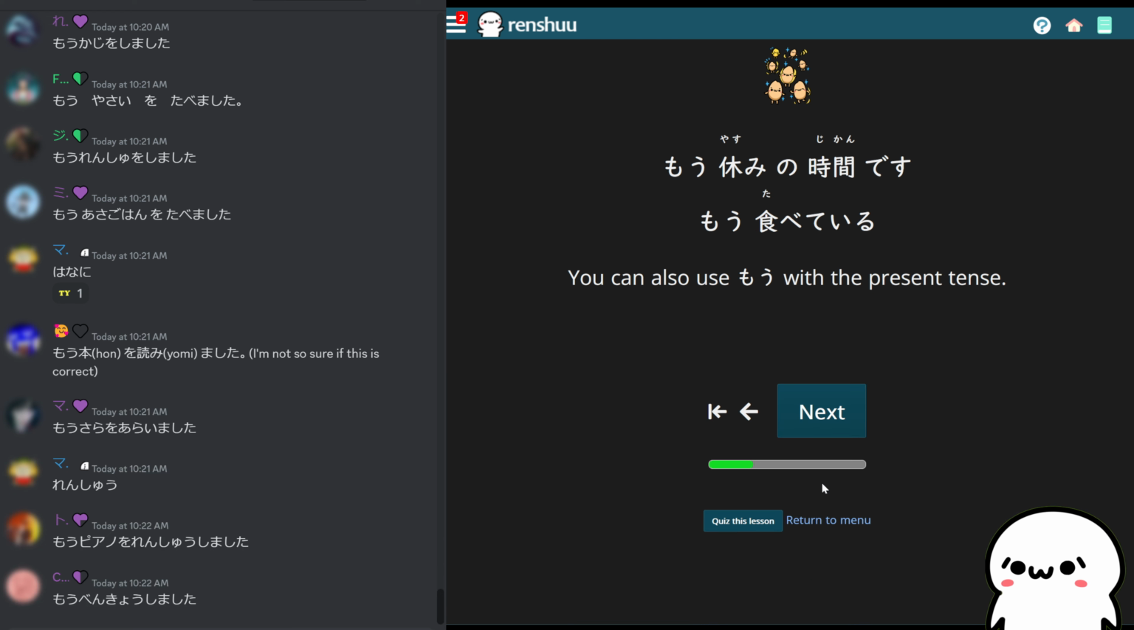But let's continue going. So we talked about the past tense. We referred to it as already. We are also going to refer to this one as already too. So there's a couple of different ways we can use this. We're referring to the present tense, excuse me.